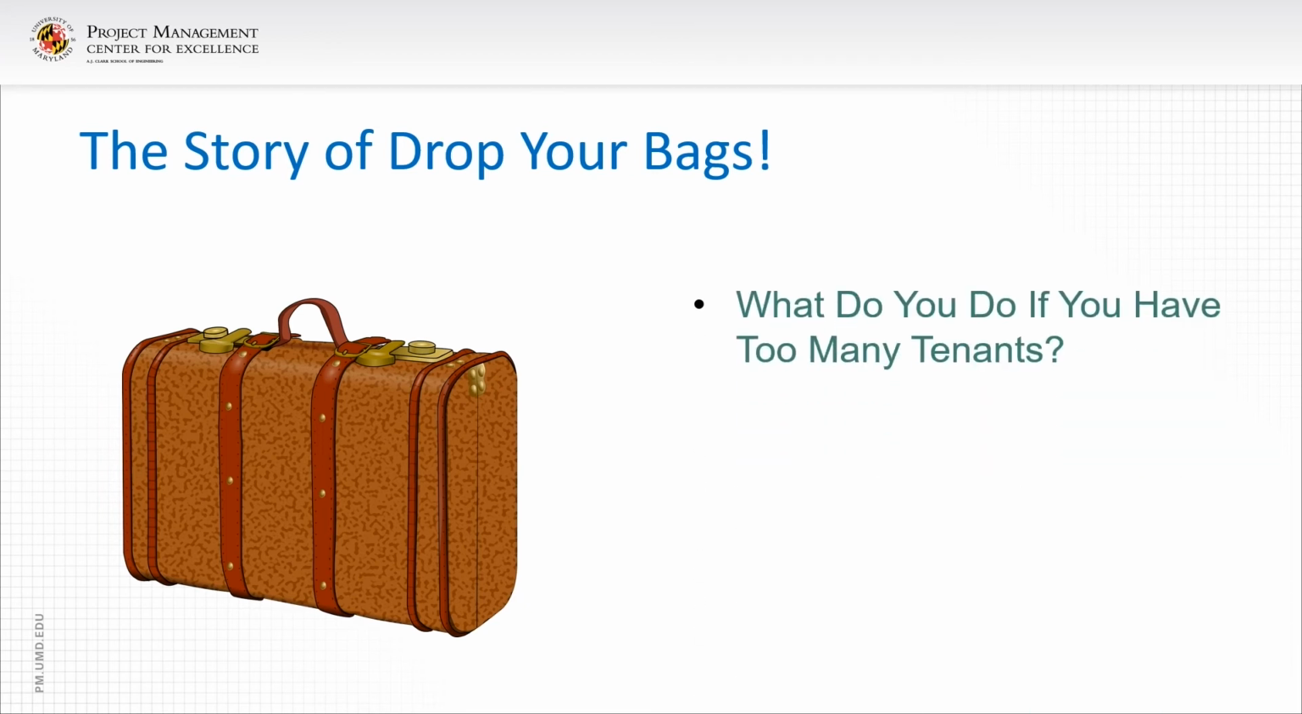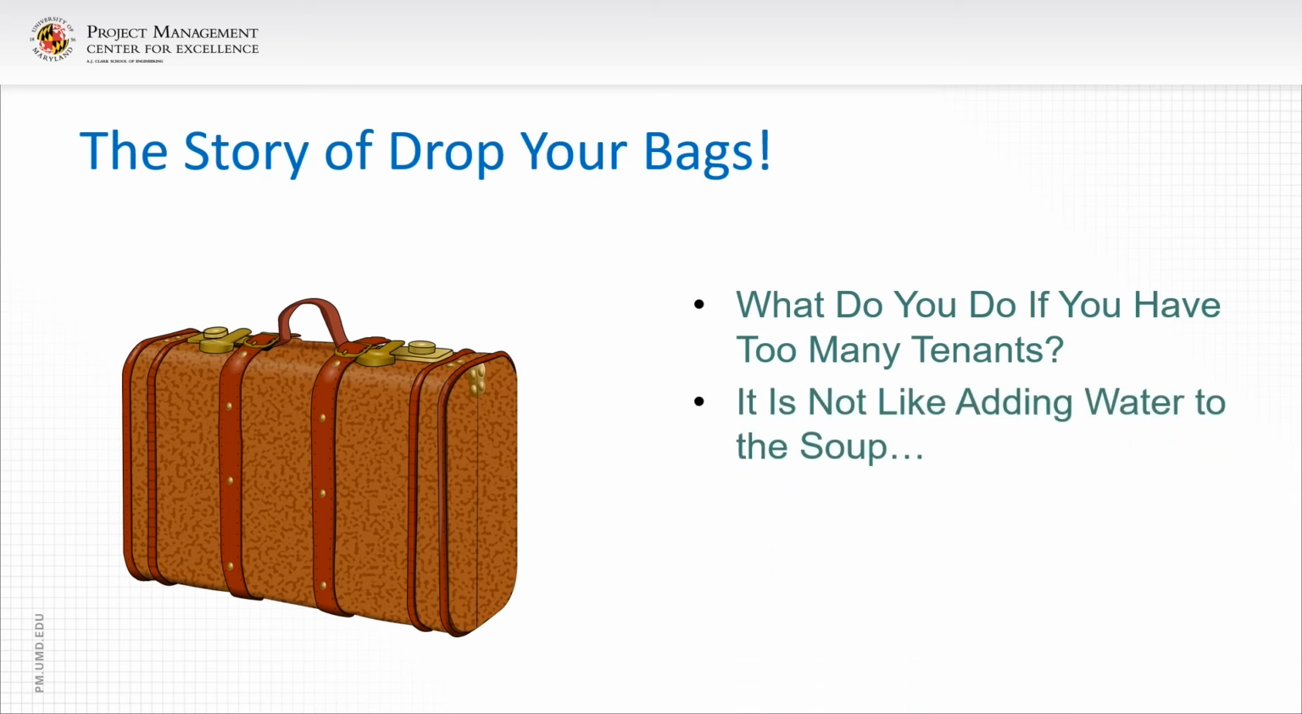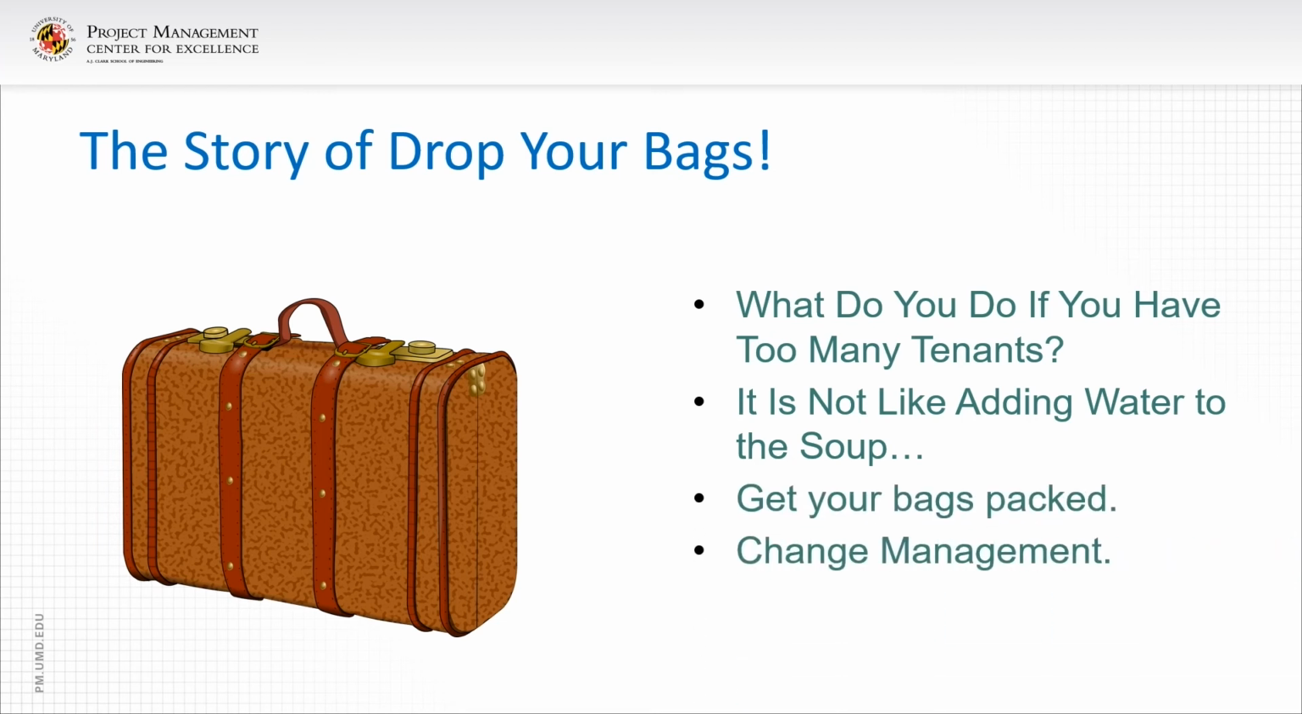So what do you do if you don't have enough space and you've got too many tenants? It's not like adding water to the soup. Get your bags packed, and it's called change management. So what was decided to be done was, rather than issue change orders to the existing contractor, paying a rather high price for the additional facilities, an additional contract was awarded to another general contractor for the additional scope space to handle the overage of personnel being merged onto the base to cover the extra work.